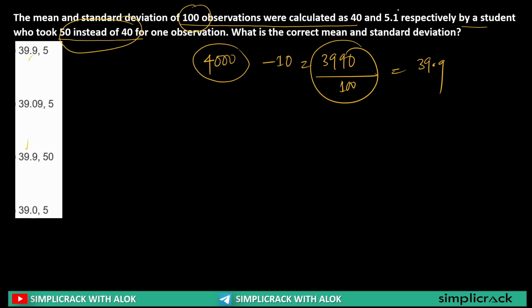But see, the mean was 40 and there is only a small correction here, so the other option can't be the new mean. So this will be the new mean, and this is the answer. We do not have to calculate the whole thing. We can simply guess and find out the answer. Those are the tricks. This is what I teach you in my courses and lectures. Okay.